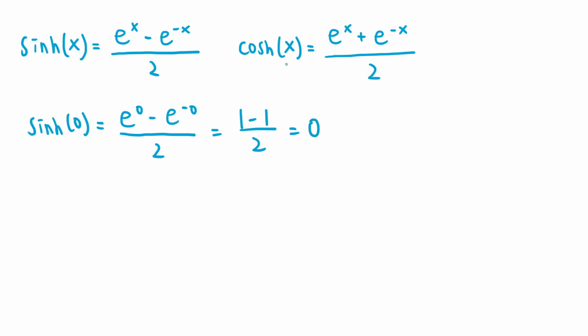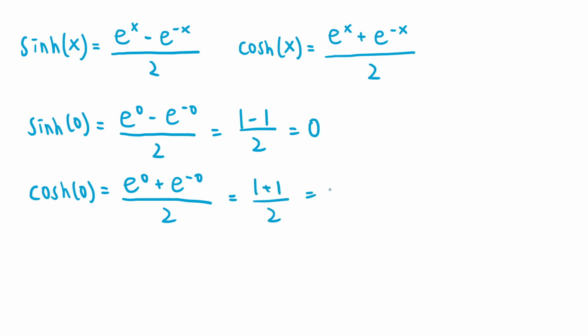Similarly, since cosh of x is equal to e to the x plus e to the negative x all over 2, cosh of 0 is just equal to e to the 0 plus e to the negative 0 all over 2, which is equal to 1 plus 1 over 2, which is just equal to 1.